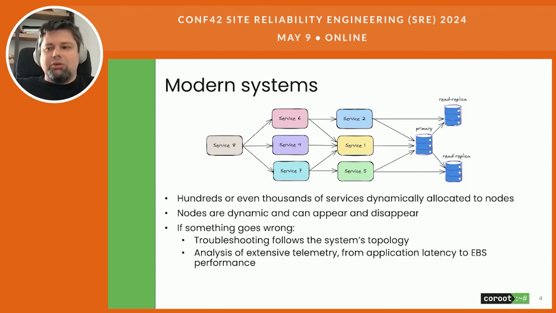Microservice architectures, a lot of databases. A typical application these days can contain hundreds or even thousands of services, which run on a Kubernetes cluster. Nodes are dynamic, which can appear and disappear: autoscaler, spot nodes, or something like that. While troubleshooting such a system, we need to follow the system topology from one service to another, to the database, to the infrastructure level, database level, network, a lot of stuff which should be analyzed to identify the root cause.